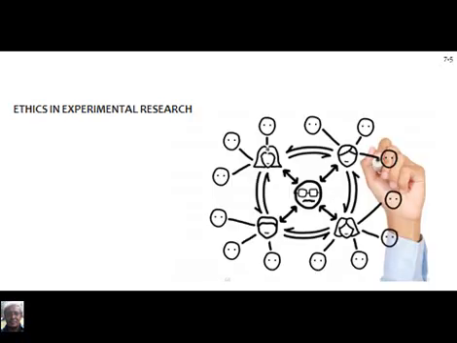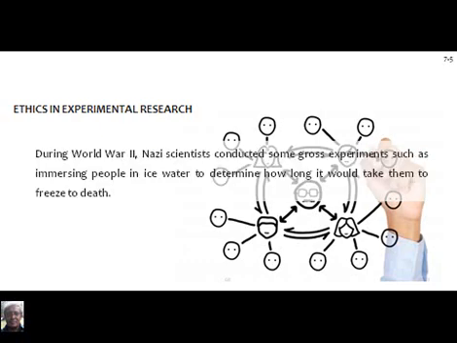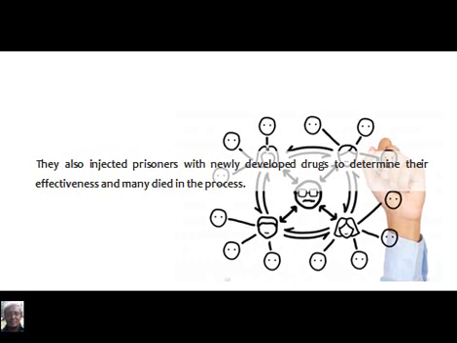During World War II, Nazi scientists conducted some gross experiments such as immersing people in ice water to determine how long it would take them to freeze to death. They also injected prisoners with newly developed drugs to determine their effectiveness, and many died in the process.